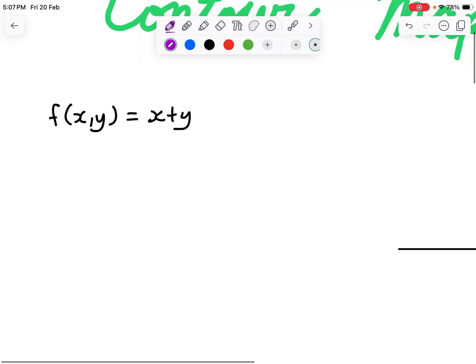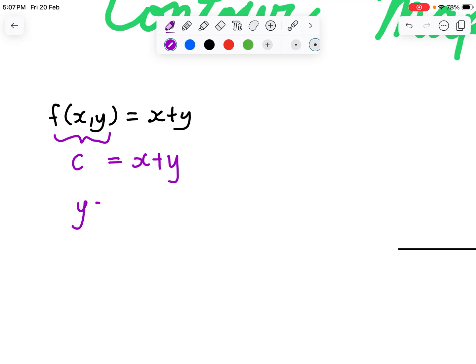So for our first example, we have f of x comma y equals x plus y. What we want to do is set this equal to a constant, so we can call it c. So if c is equal to x plus y, we want to isolate y. To isolate y, we want y to be by itself. That's pretty simple. We get negative x plus c.